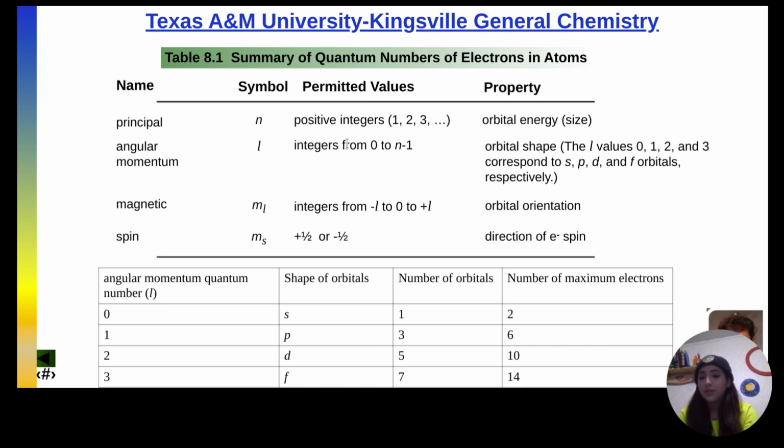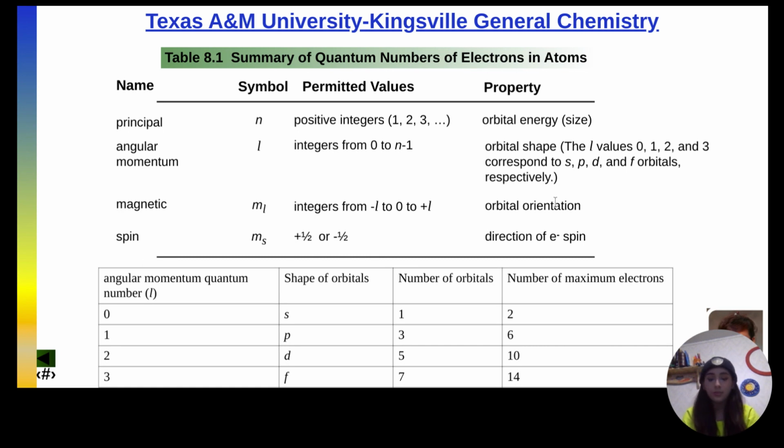So on the third one, magnetic, the symbol for that is ml, and an easy thing to remember is that ml is integers from negative l to 0 to positive l. So ml: negative l, 0, positive l. And the property of that is orbital orientation.